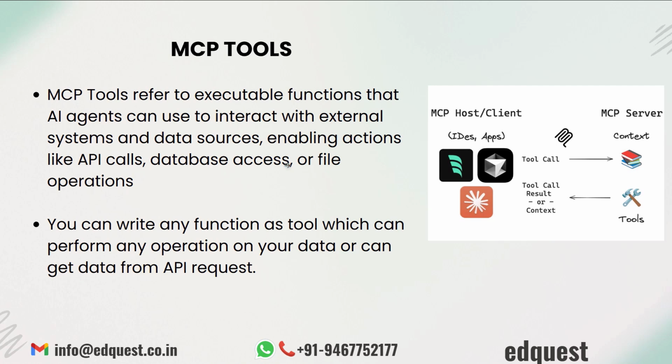Alongside these structural components, MCP also defines how models interact with the world through tools, prompts, and resources. Tools are actionable interfaces, for example, a calculator tool, an SQL engine, or a web scraper. All of these can be tools under MCP. MCP tools refer to executable functions that AI agents can use to interact with external systems and data sources, enabling actions like API calls, database access, or file operations.